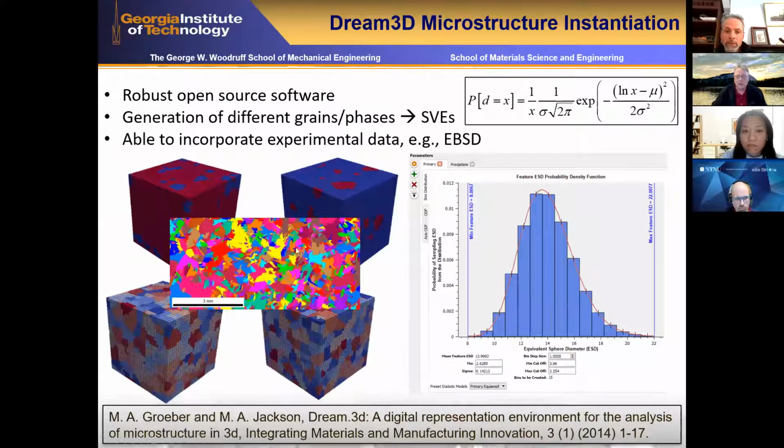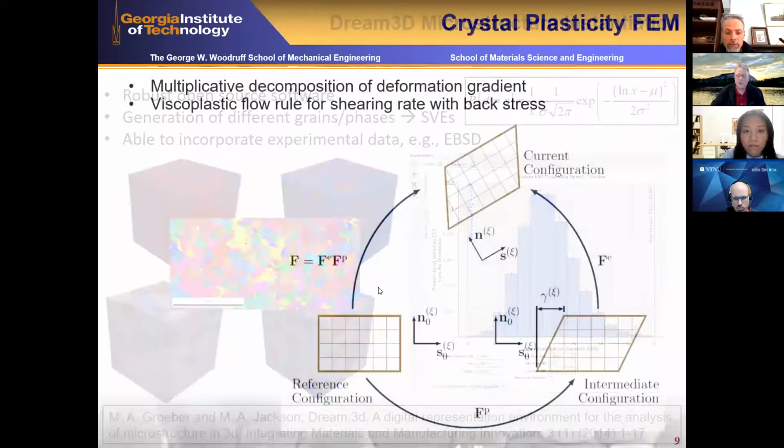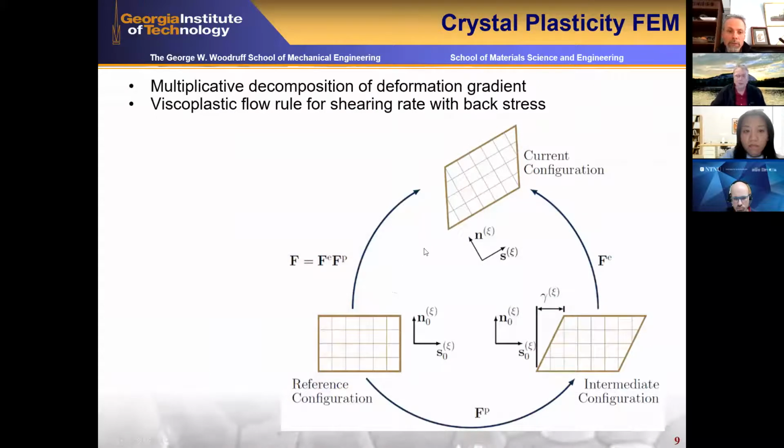So you can arrive at very complex microstructures. We're doing some work now on additive manufactured materials that have highly tortuous grains, for example, in this kind of a scenario. You can also admit twin boundaries in addition to grain boundaries.